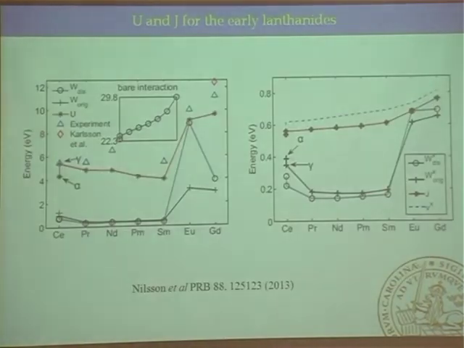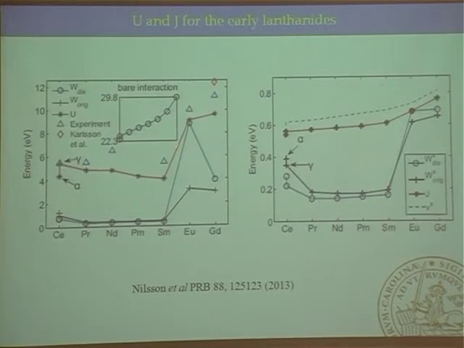And we have also done some calculations of the U for the early lanthanides. Look at this calculated as a function of the different elements. So these are the static values. So actually we can compare with experiment. These are the experimental results. They come from the photoemission and inverse photoemission by looking at the difference in the two peaks.